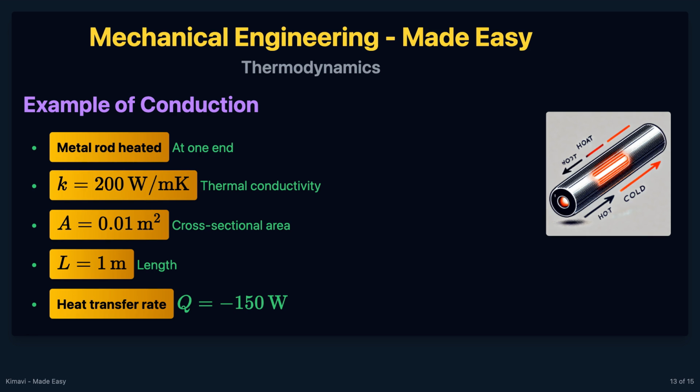conduction is calculated as Q equals negative K A dT by dx, which equals negative 200 watts per meter Kelvin times 0.01 square meters times the temperature difference of 100 minus 25 degrees Celsius divided by 1 meter, resulting in negative 150 watts. The negative sign indicates that heat flows from the hot end to the cold end.